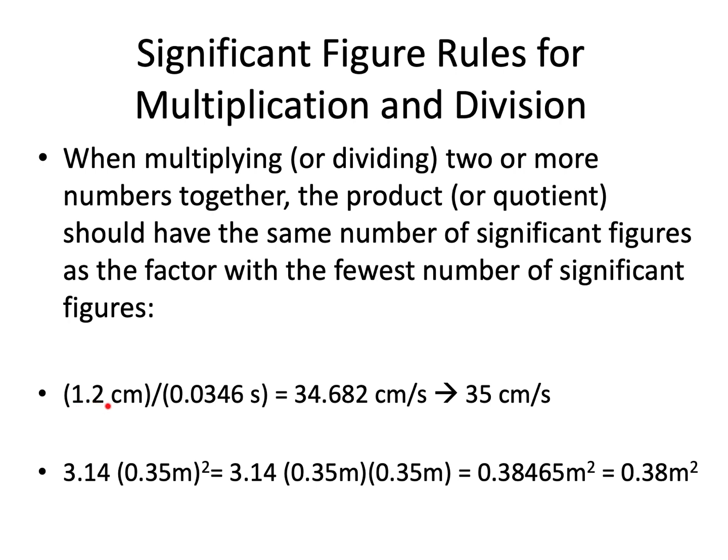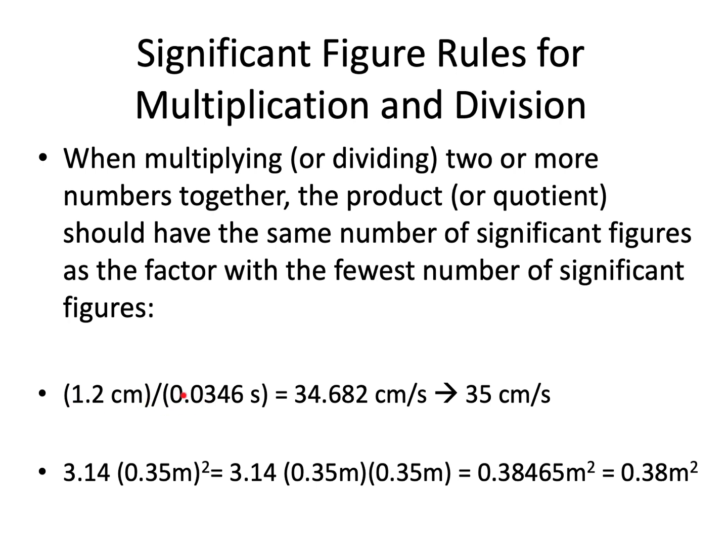I've got 1.2 centimeters divided by 0.0346 seconds. We're doing division, so we count significant figures, not decimal places. So this one has 2 significant figures. This one has 3 significant figures. How many significant figures should our answer have? Hopefully you shouted out 2. We should have 2 significant figures.